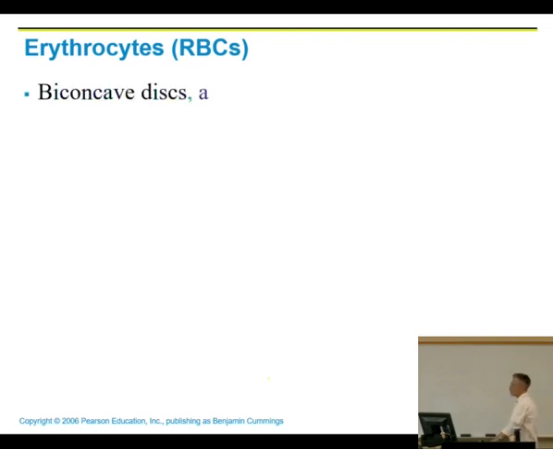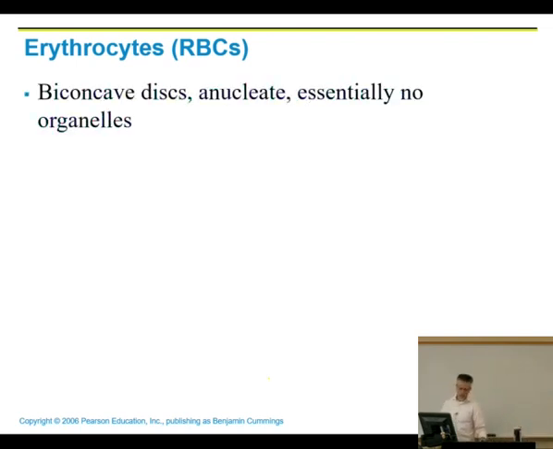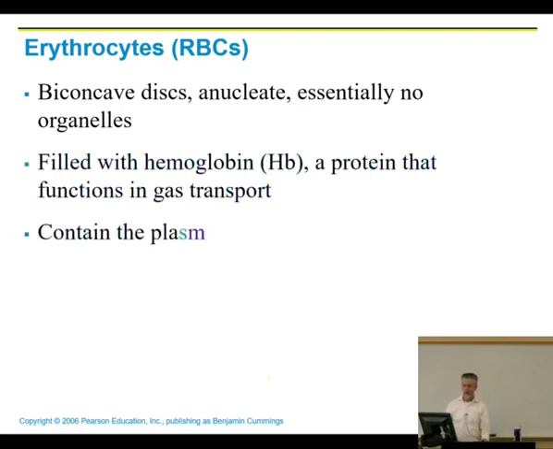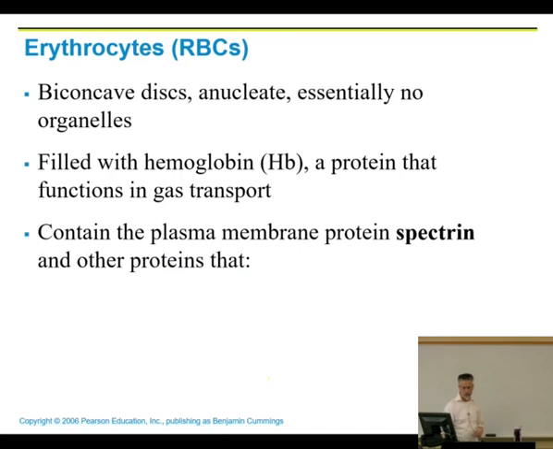All right, so erythrocytes, to be sure, we recognize these already. We know that they are kind of unique in their shape, right? They're biconcave discs as opposed to being round. They are anucleate. They don't have a nucleus to them. And they have essentially no organelles.